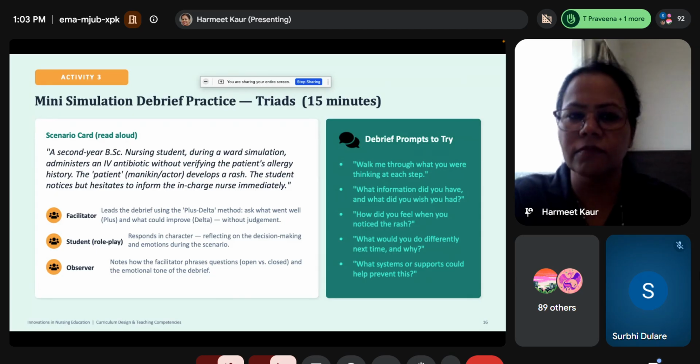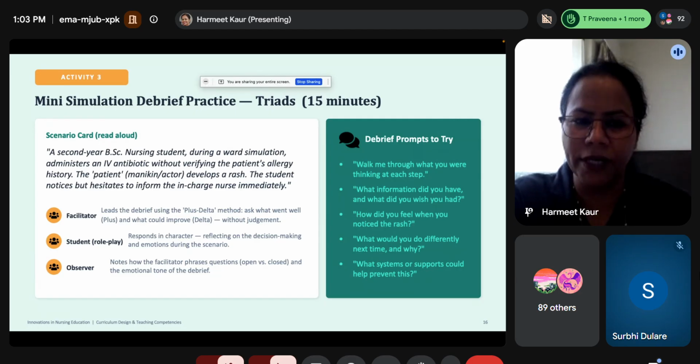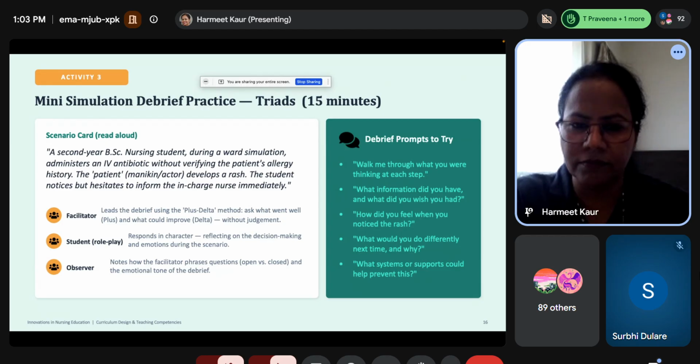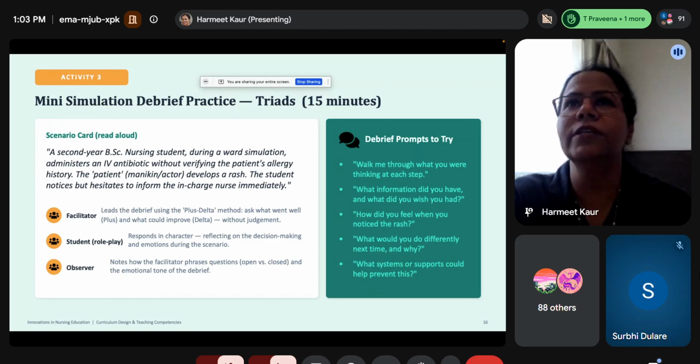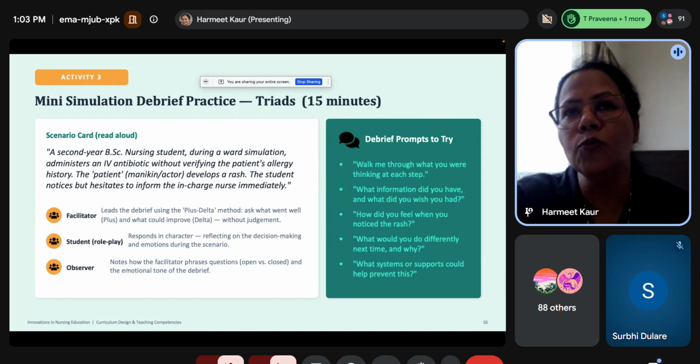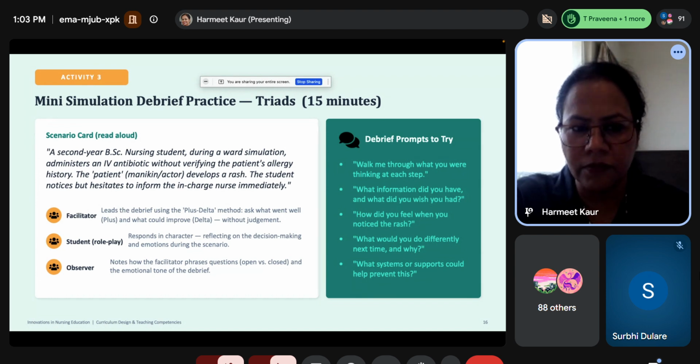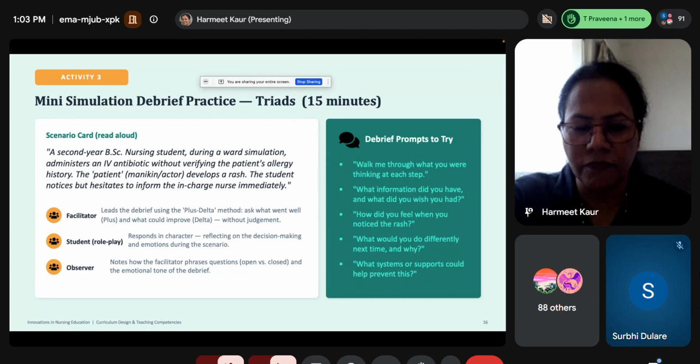That antibiotic. Good point, ma'am. Because allergy itself is a symptom which came up, so it needs to be stopped immediately. So see, whenever we are asking the student about a good point, what did the student do which was good? Can you think about that?